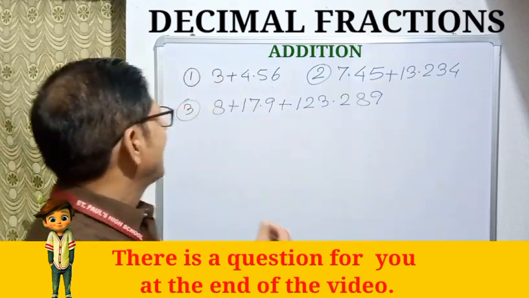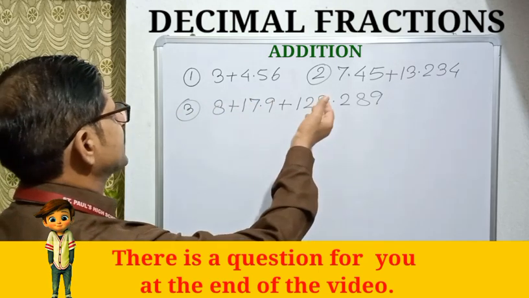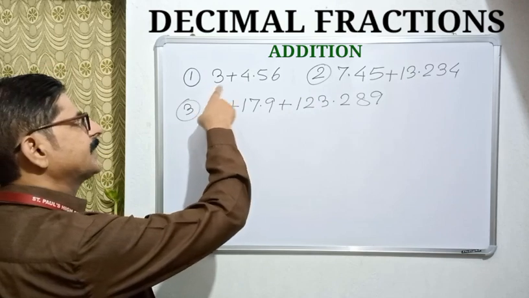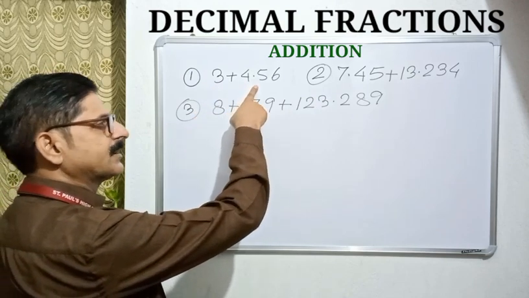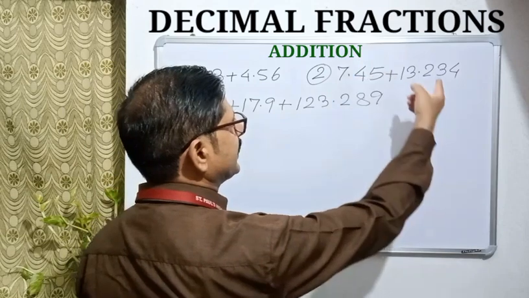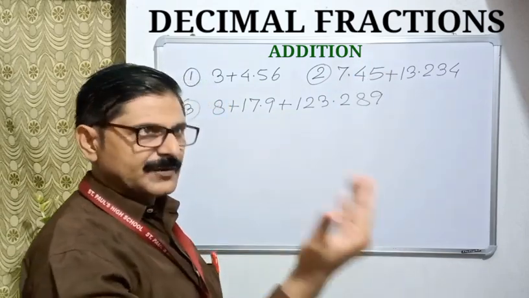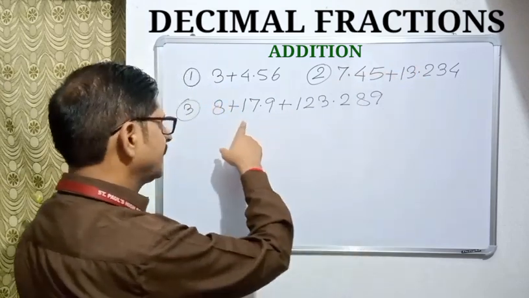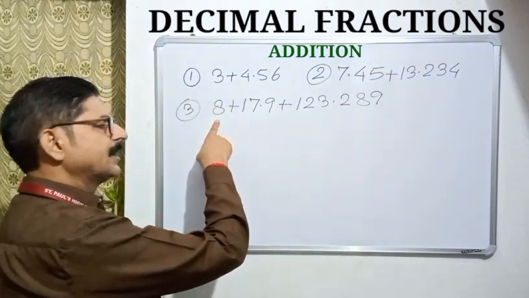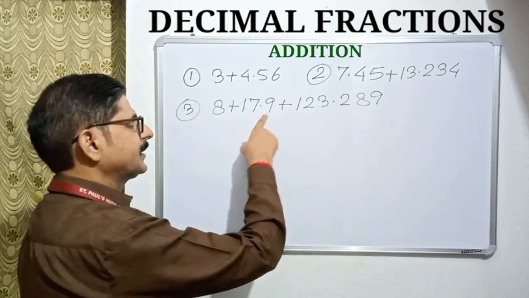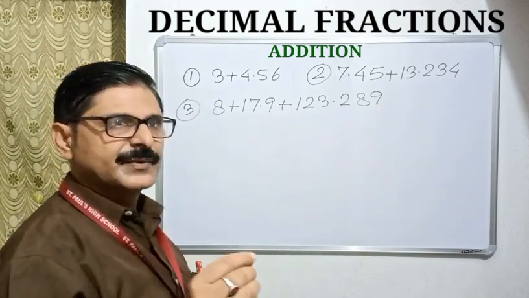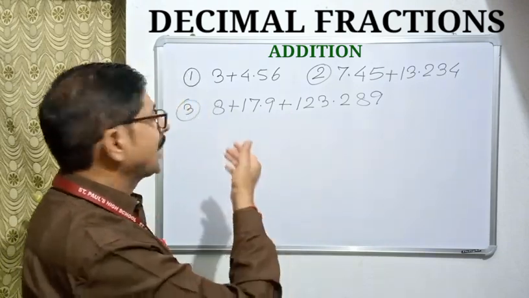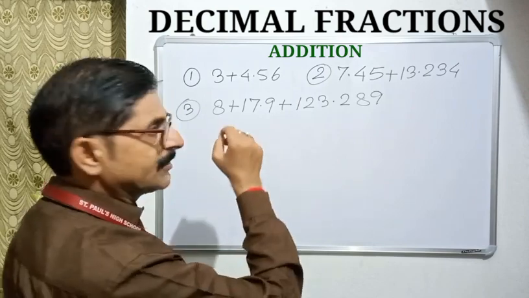As you can see, I have taken 3 problems here. In the first one, the first number is a whole number and the second number is a decimal fraction. In the second question, both the numbers are decimal fractions, but they are unlike decimal fractions. And in the third one, the first number is a whole number and the remaining 2 numbers are decimal fractions, of course unlike decimal fractions. What do we do? How do we solve them? Let us see one by one.